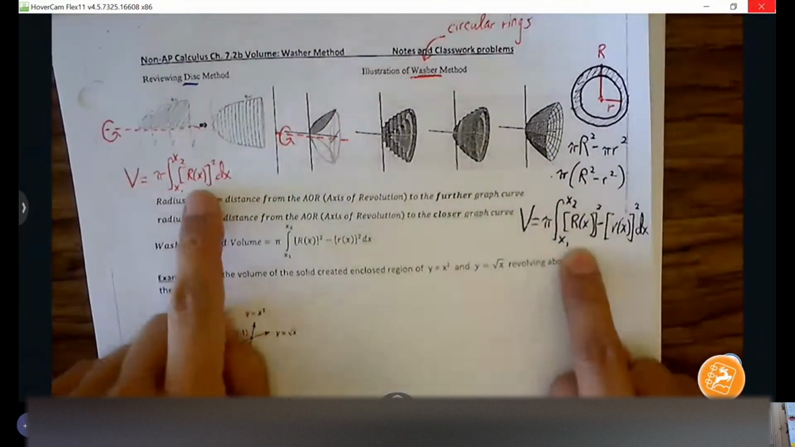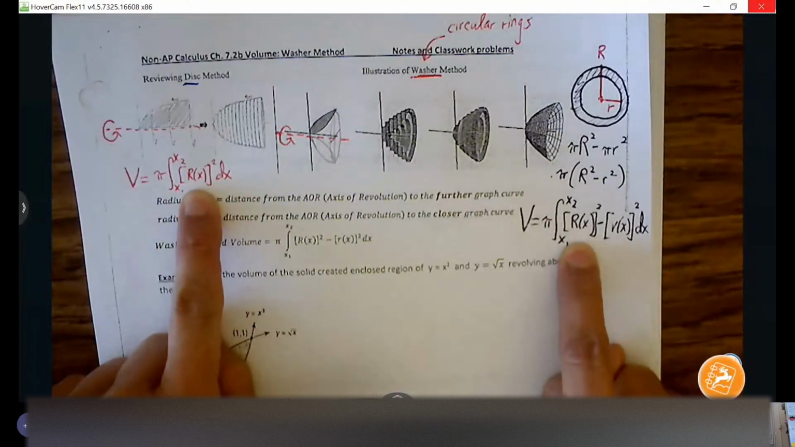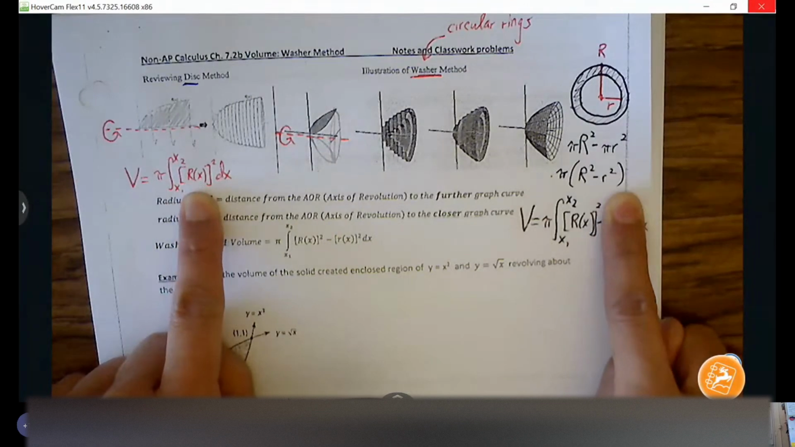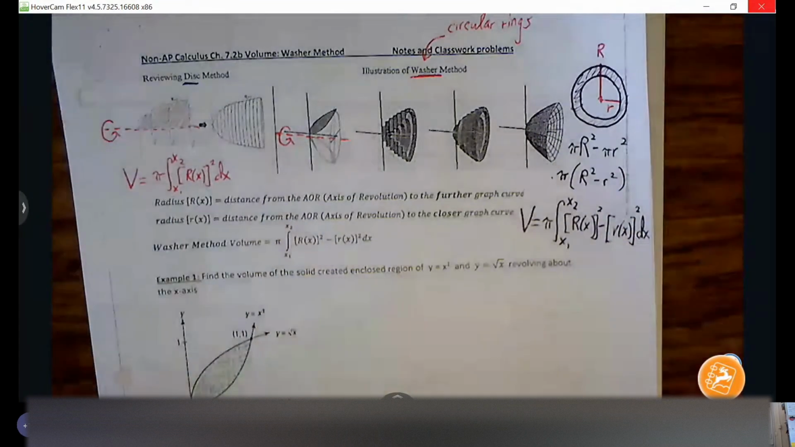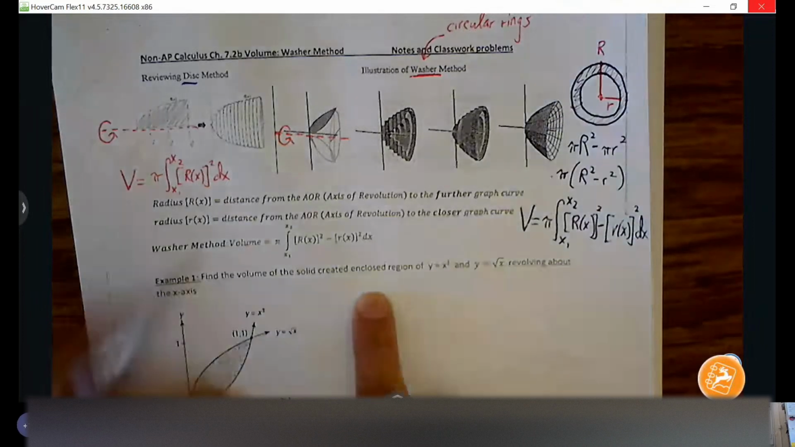So if you look at washer method versus this method, it's virtually identical. I just need that minus little r squared. But if you cover up that little r squared, you basically have this method. Right? So we're just doing a little bit extra, which means we've got to keep track of a second radius that we're going to practice today. Now this formula is built for top minus bottom.